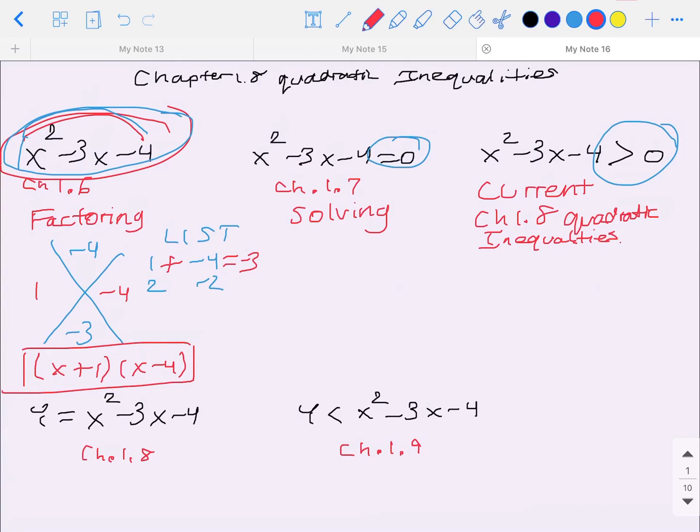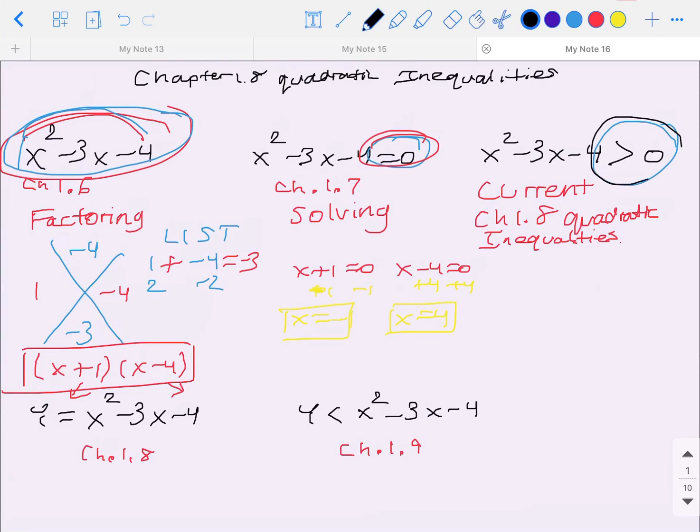In Chapter 1.7, we went one step further from 1.6 by actually splitting out the two parentheses and setting both equal to 0. x plus 1 is equal to 0, and x minus 4 is equal to 0, and then we will solve for x. So I would subtract 1 from both sides, and x is equal to -1. We would do the same thing with the plus 4, and x is equal to 4. So two solutions.